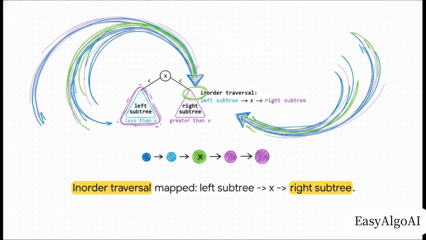Think of it like a journey. By recursively traveling down that left subtree first, you see that blue triangle representing everything smaller than our node X? We guarantee that we'll hit the smallest nodes first. Then boom, we hit node X itself. And finally, we swing over to the right subtree, that purple triangle holding all the greater values. Tracing this exact path is an ironclad guarantee that we're going to encounter every single node in perfectly sorted ascending order.